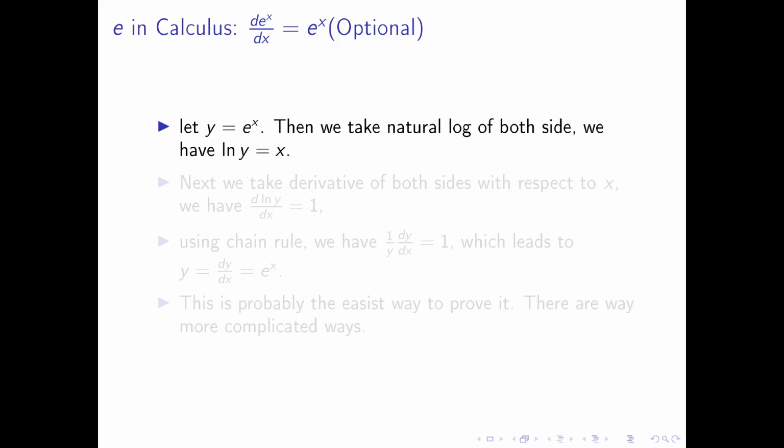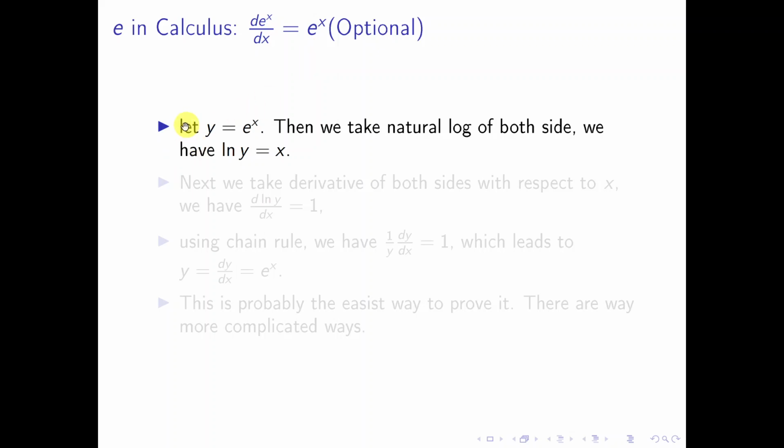This mini lecture discusses how to derive the derivative of the exponential function e raised to the power of x. And it turns out that the derivative of e raised to the power of x is equivalent to the function itself. Okay, so how to prove it? And here I'm going to present probably the simplest way to prove this result.